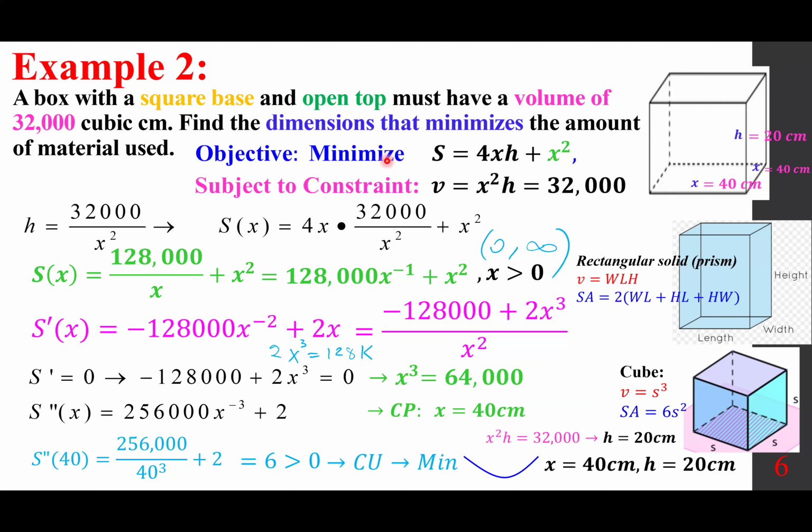However, sometimes they ask, okay, what is the minimum amount of material? You put in 4 times x, which is 40, times h, which is 20, plus x squared, 40 squared. The minimum amount is 4,800 square centimeters, units of area.